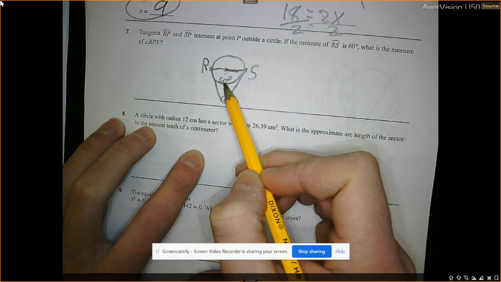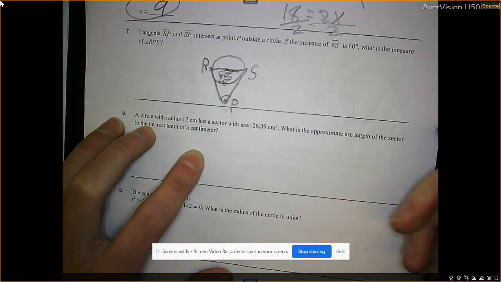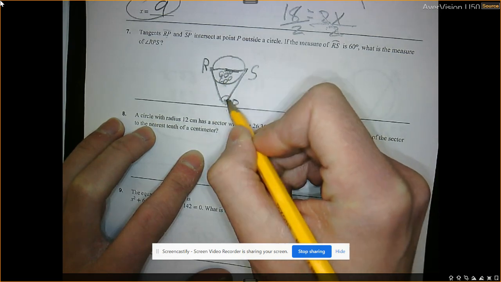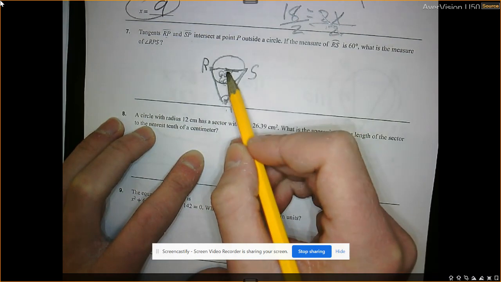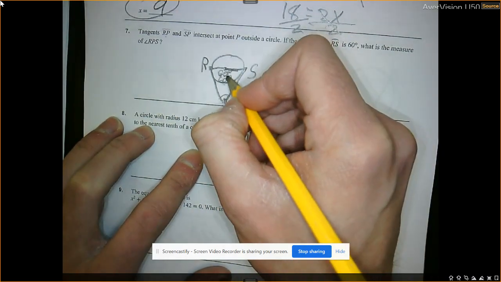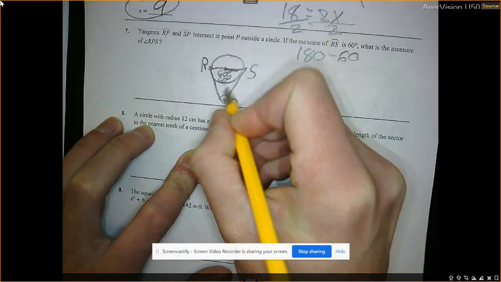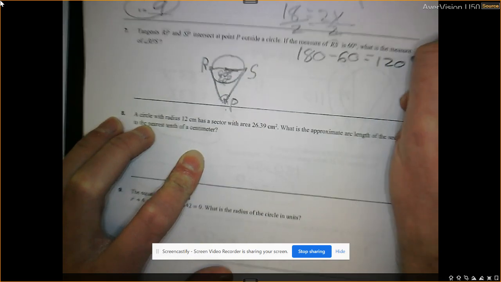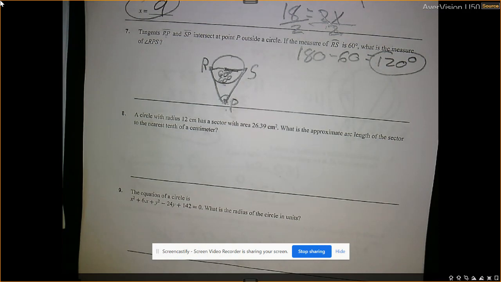Central angle always equals the arc measure here, so the central angle has to be 60 degrees also. And then we know what about opposite angles here? Opposite angles add up to 180. So you could think, 180 minus 60 has to give us angle P. It will. That is 120 degrees. That is your answer. Opposite angles like this have to add up to 180.